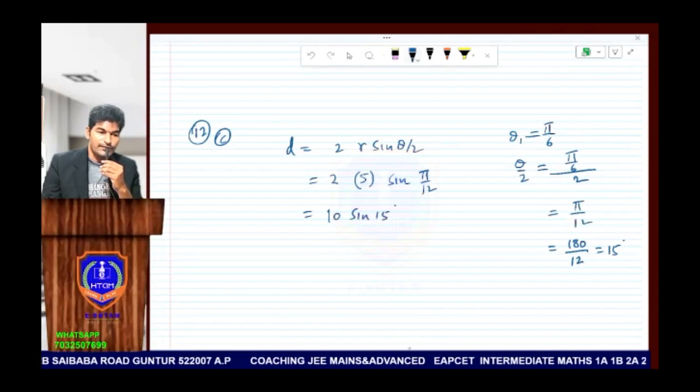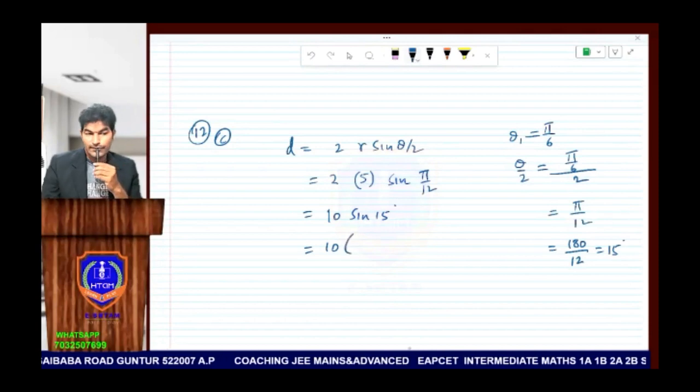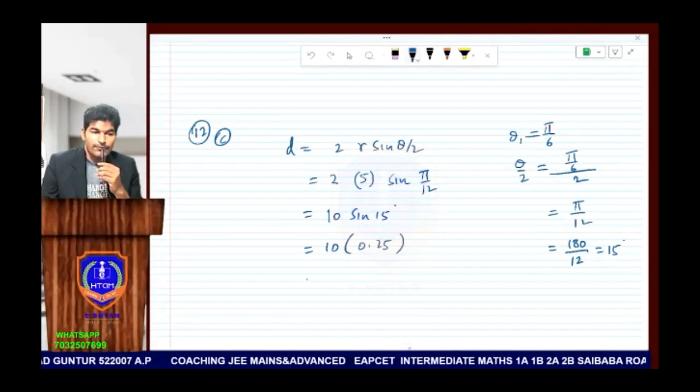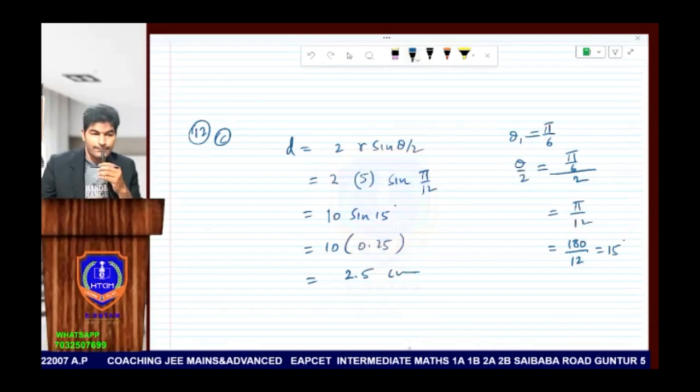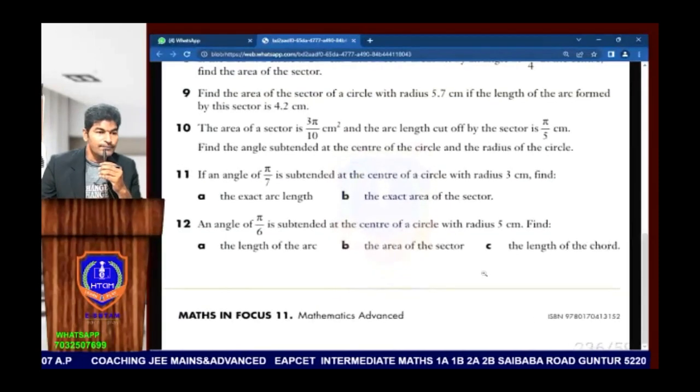Sine 15 degrees. So let me know how much is sine 15. Make it fast. 0.25. Okay, now if it is multiplied with 10, then it will be 2.5. 2.5 centimeters. That's it. Check your answer.